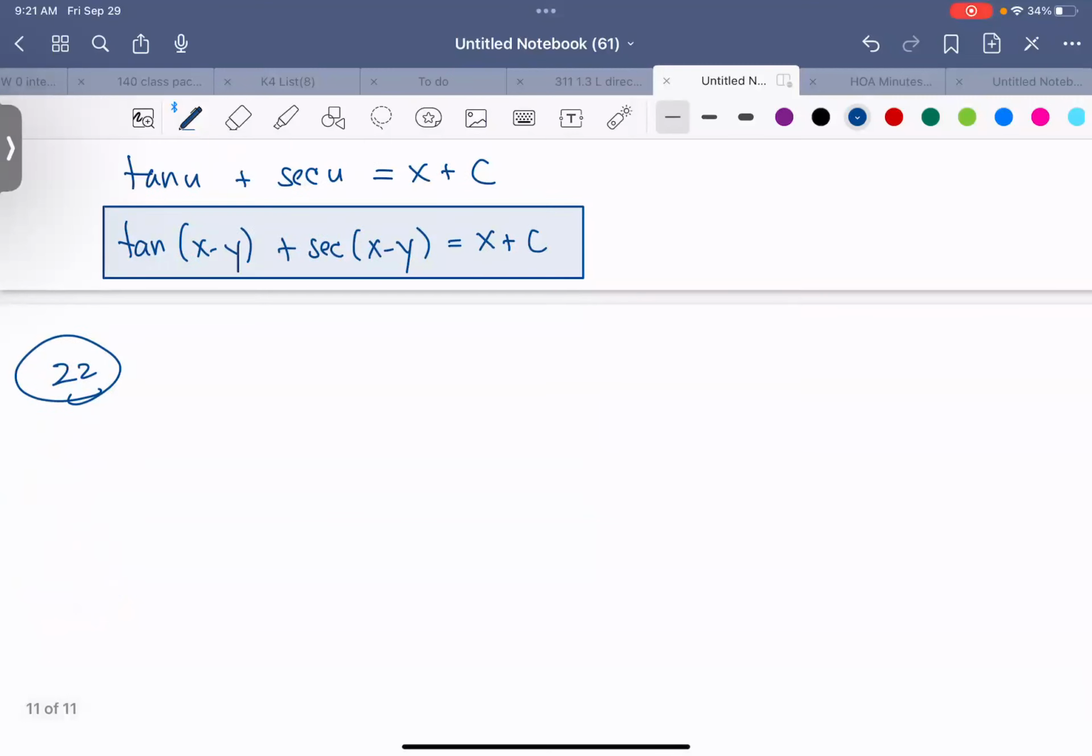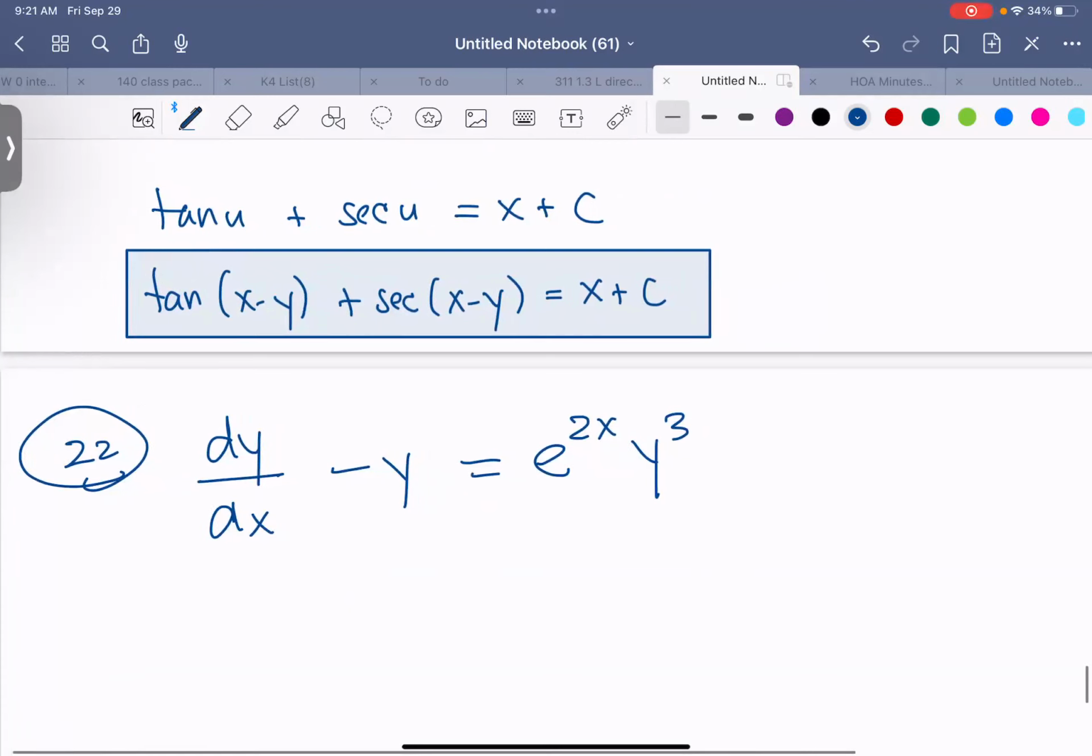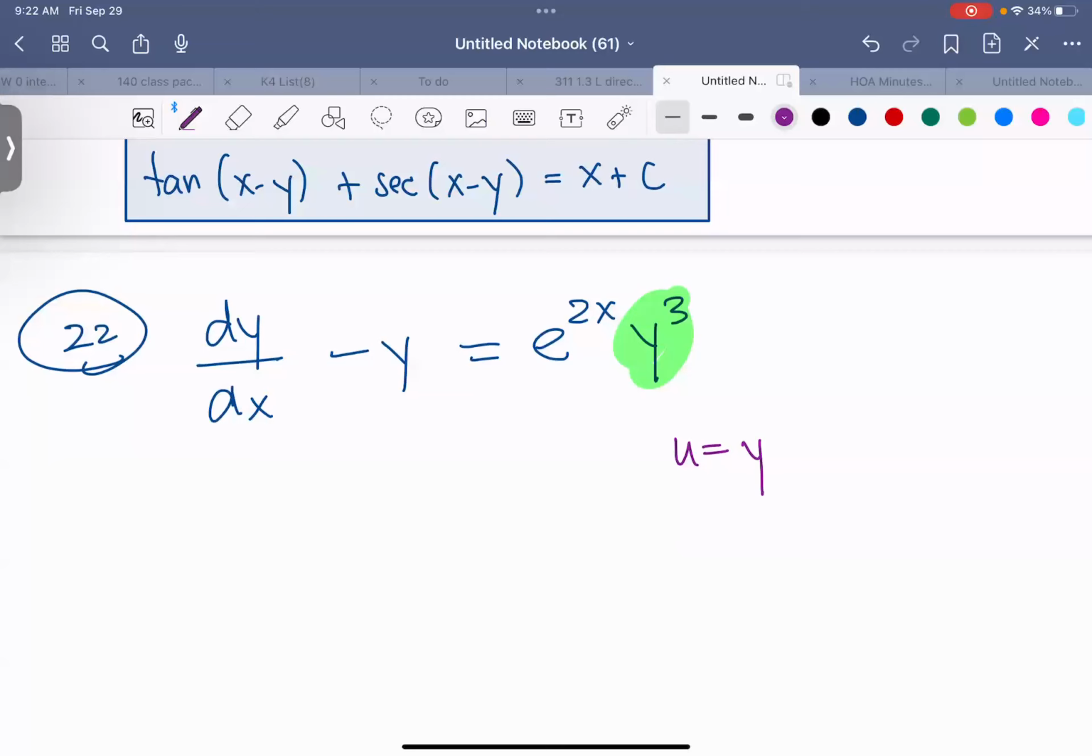What's 22? dy/dx minus y equals e to the 2x over y cubed. Like that? Okay. All right, what type of substitution are we going with here? Bernoulli's, because it looks kind of linear except for this y cubed, right? So that means that this is Bernoulli's, and we're going to make our u equal to what? y to the 1 minus whatever our power is, right? So 1 minus 3. So this becomes y to the negative 2.